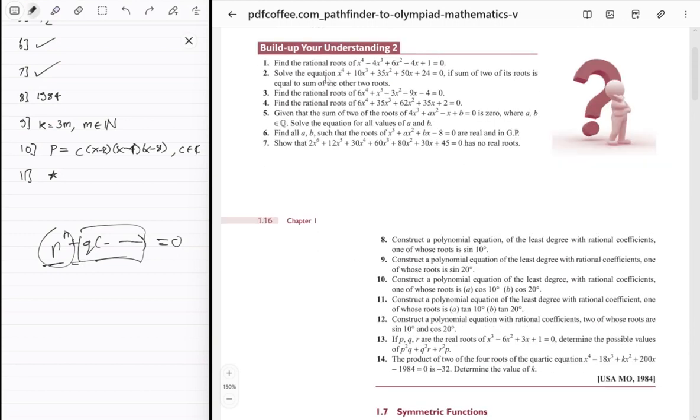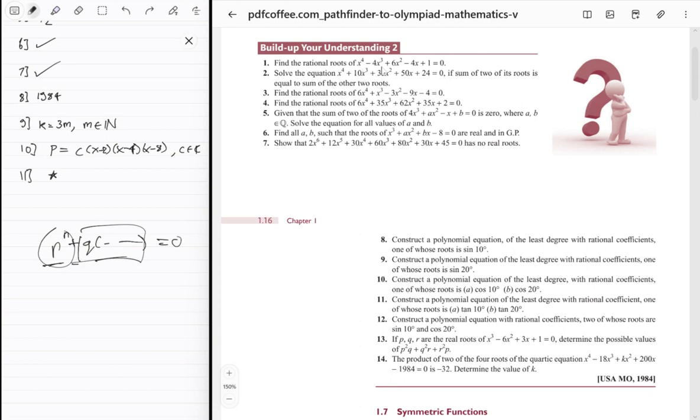Okay, so find the rational roots of x to the power 4 minus 4x cubed plus 6x squared. Once again, using the rational root theorem, it can only be plus 1 or minus 1, right? If it's p/q, q is plus or minus 1, and then p can be plus or minus 1. So either 1 or negative 1.